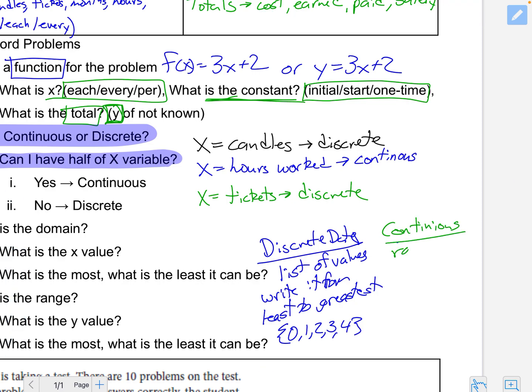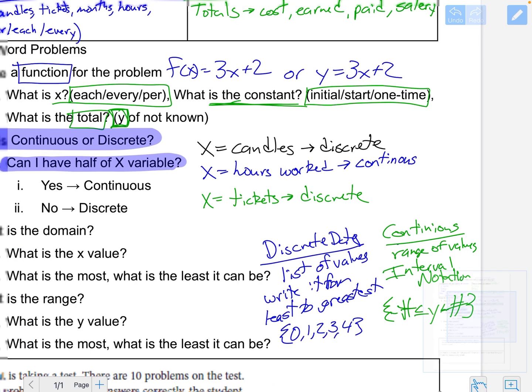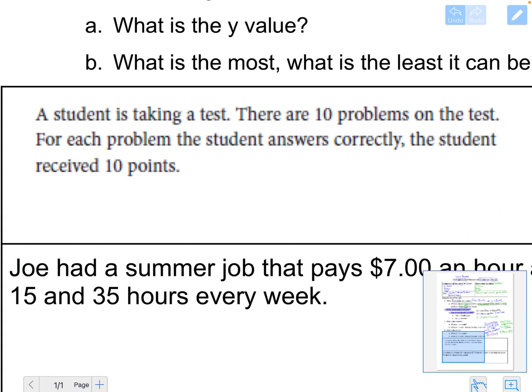whereas our continuous data is a range of values. We use interval notation, and we write it like this: number less than or equal to y less than or equal to a number. So we're given that range. So once we know if our x is discrete or continuous, we then know how to write our domain and range. So let's look at our example problems.